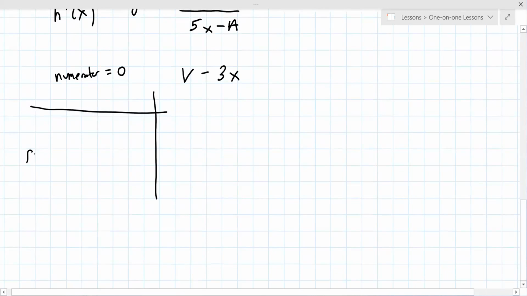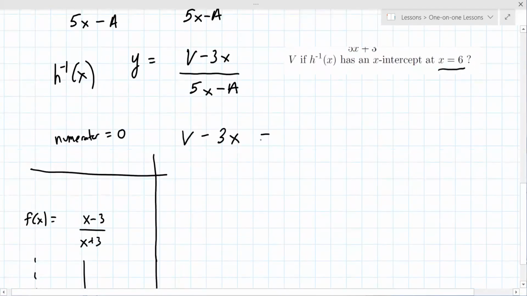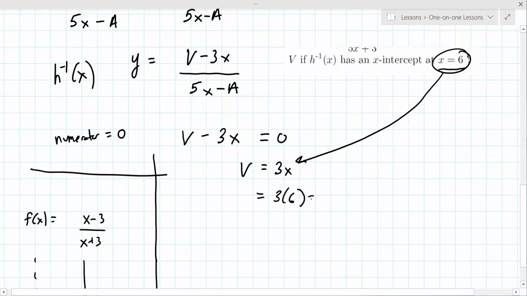Let me diagram that really quick. Say I gave you a function f of x equals (x minus 3) over (x plus 3). This will cross the x-axis at 3, but it also has a vertical asymptote at x equals negative 3. So there are different things you get from the top and the bottom. In your problem, all you have to do is set the numerator equal to 0. If you set this equal to 0, you find that v equals 3x, and what does x equal? 6. Which is 18. So the answer is 18. You don't have to do anything with the denominator.